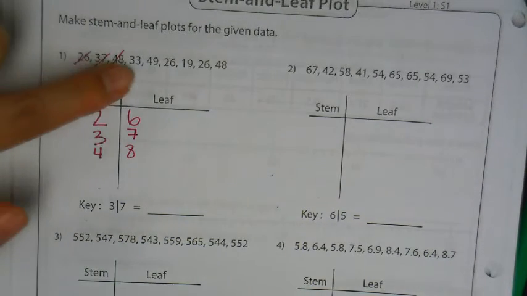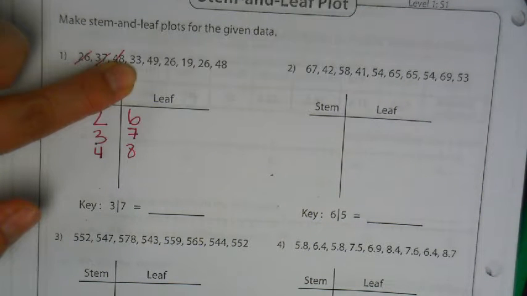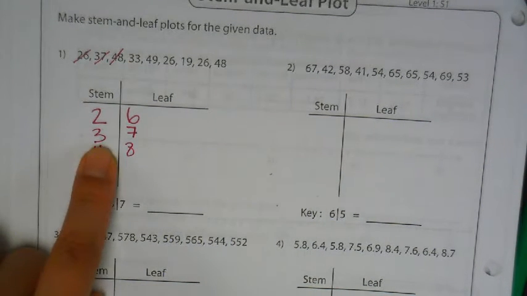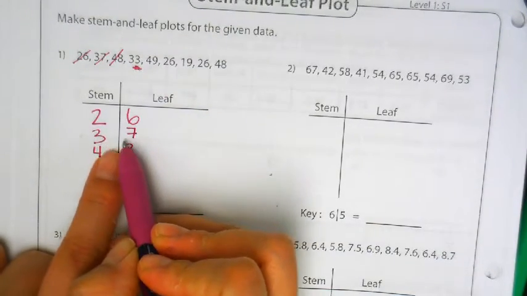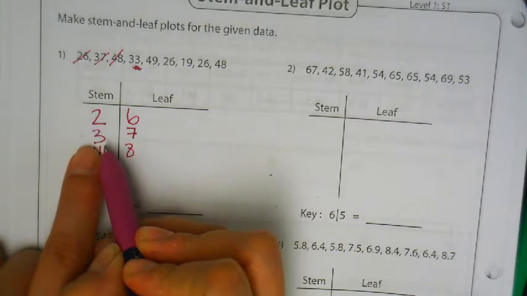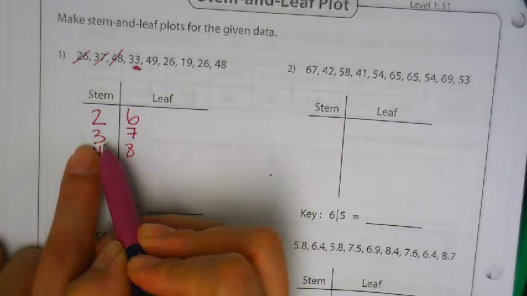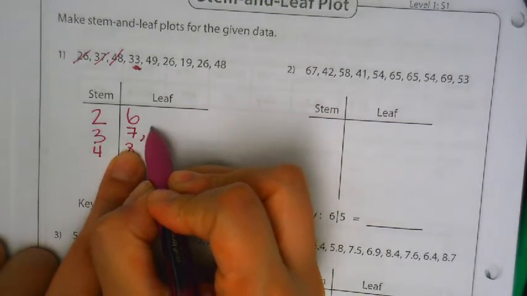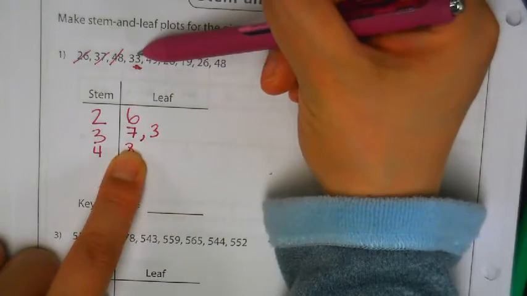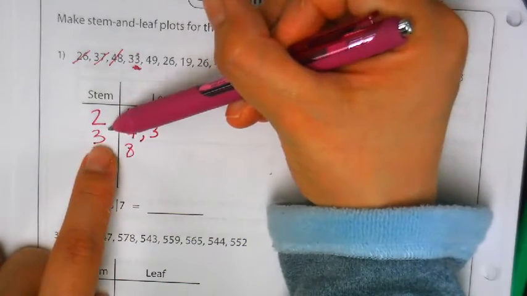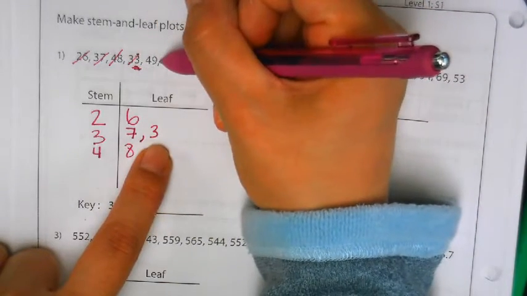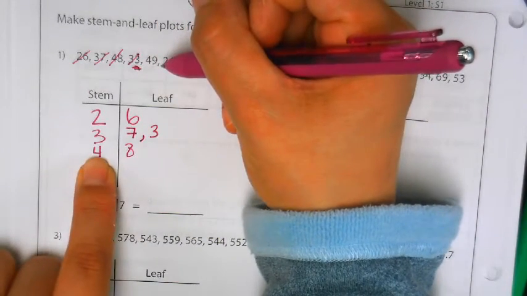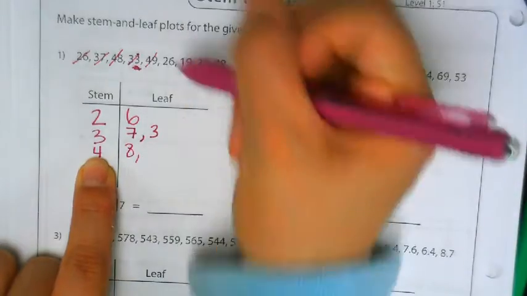Now, the 33. What's the number in the tens? 3. Don't we already have a number in the tens that's a 3? Yeah. So then this 3, which is the ones, will actually go on the same line because you already started the line with the 3 in the tens. So this 33 is written in the 3 line, and we just write the ones. So this is 33. 49. I already have a line with the 4, right? So all I have to do is write the 9.